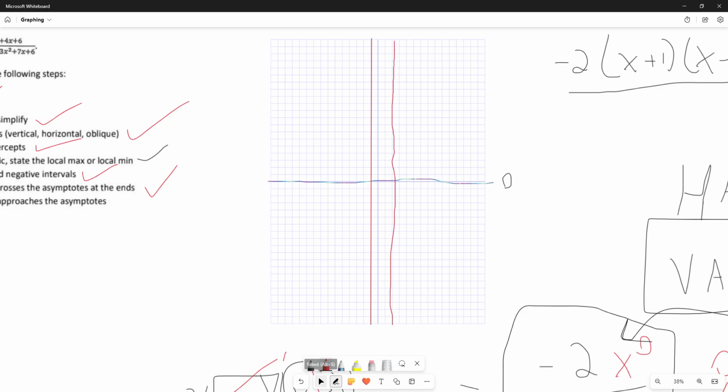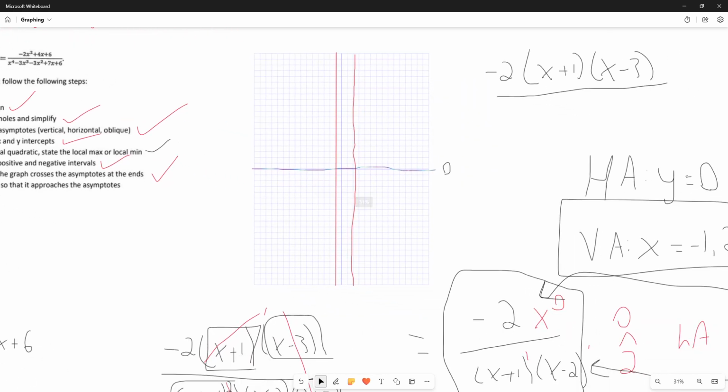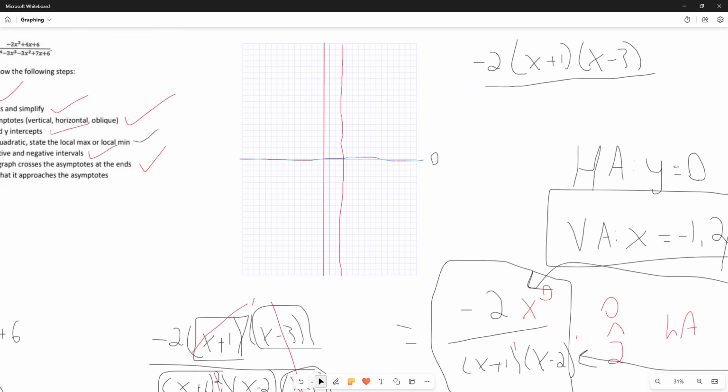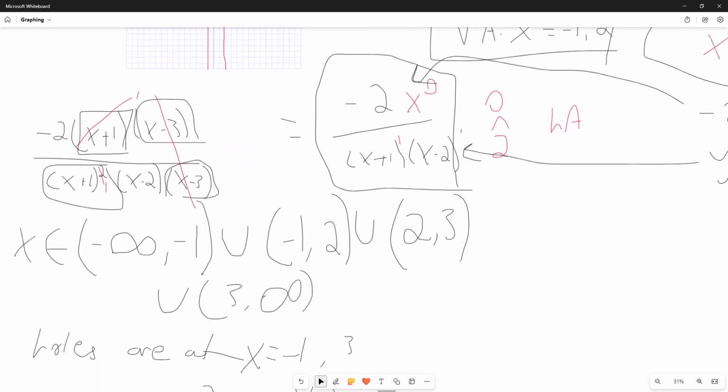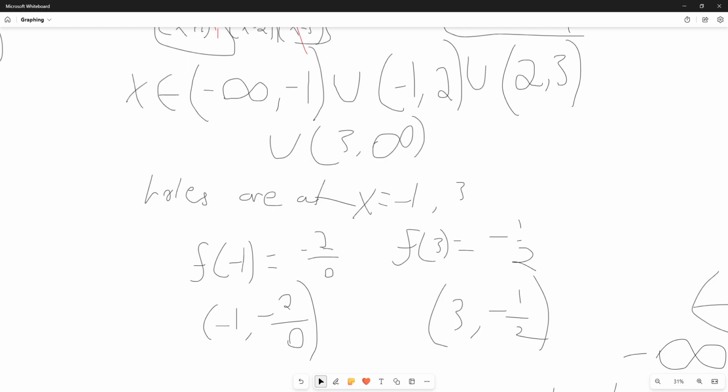So those are our two. Sorry for the hard drawings. Now, from there, we will look for the hole. Where do we have our hole? This hole here actually doesn't exist, because you can't have something over divided by 0. This is the only hole.